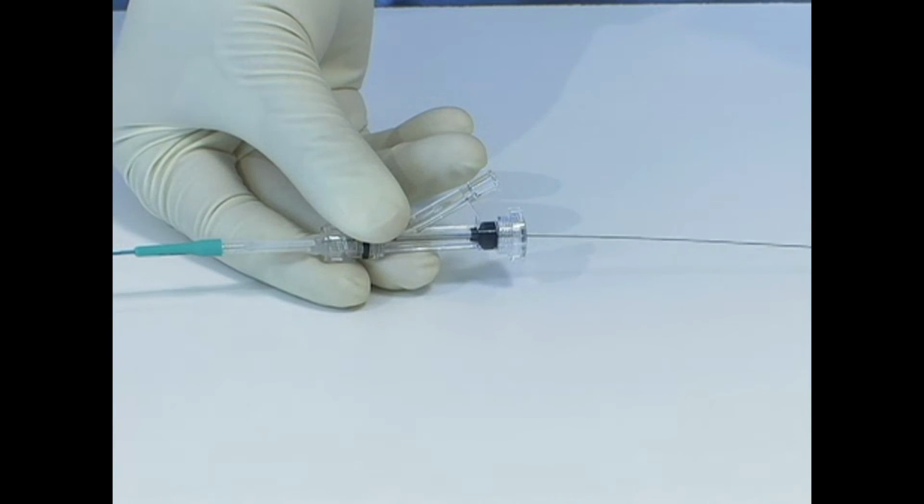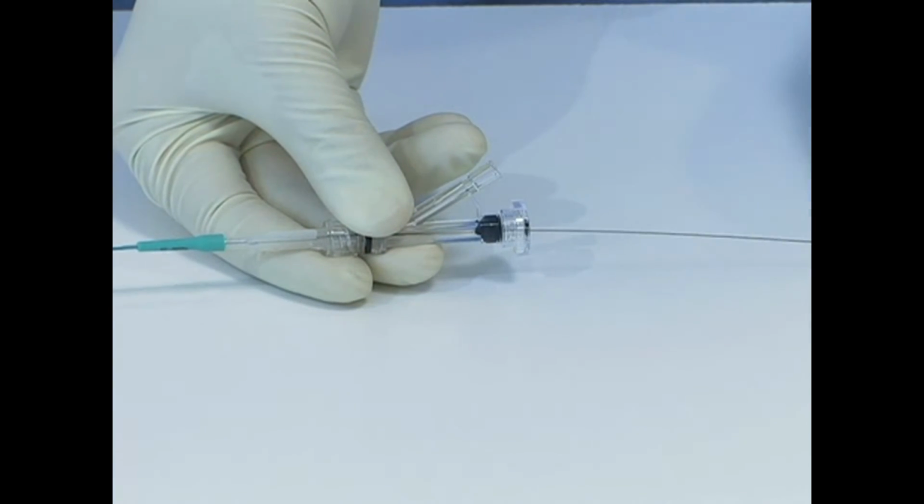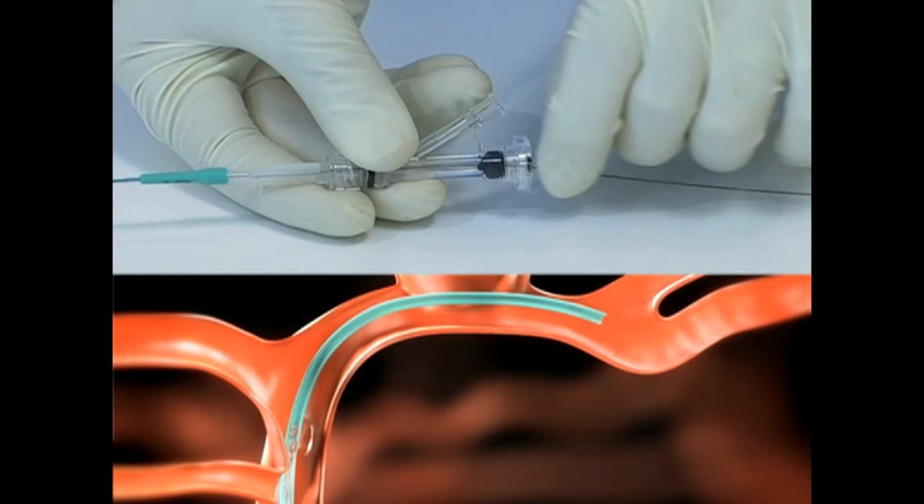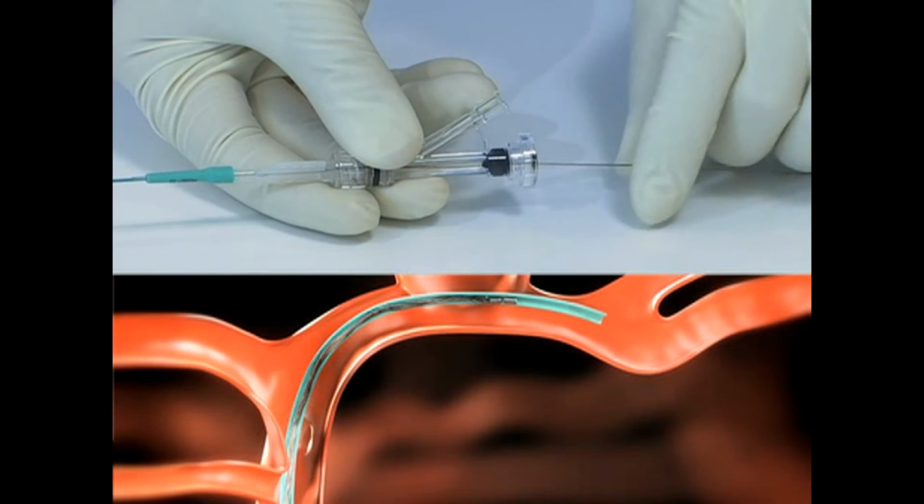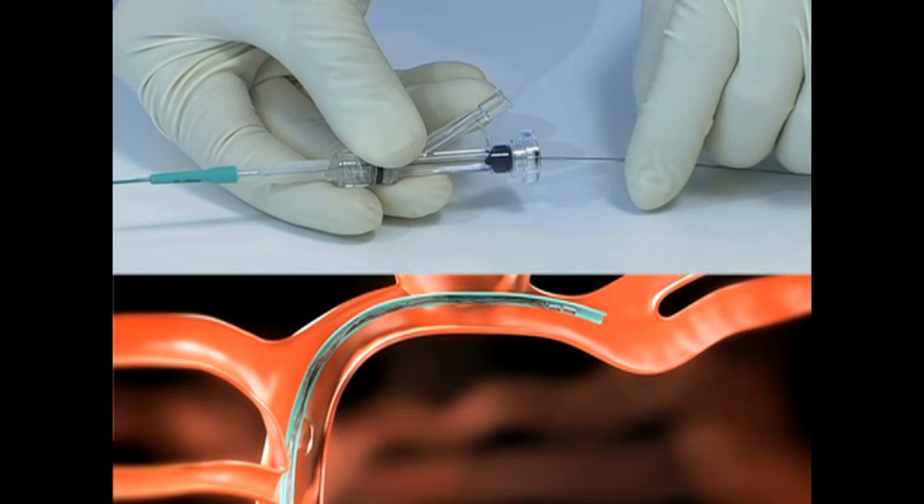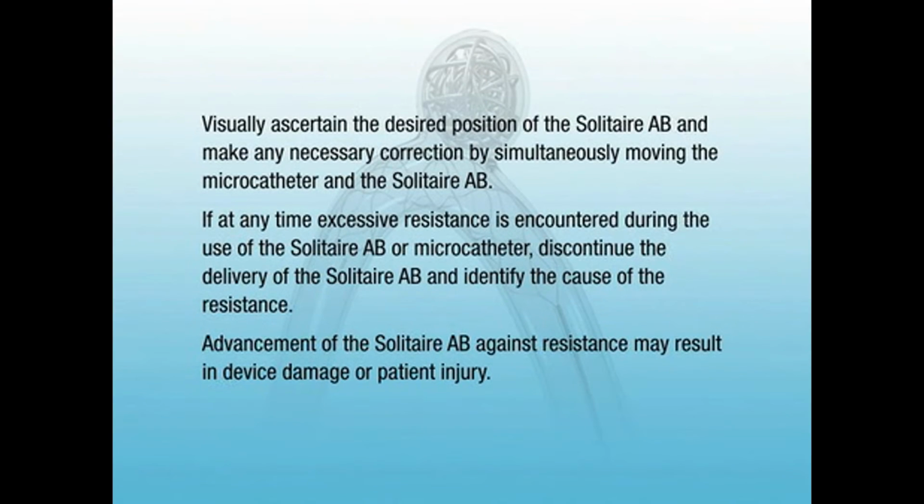Once confirmed, loosen the RHV to advance the push wire. With the aid of fluoroscopic monitoring, carefully advance the Solitaire AB to the desired position until its distal markers line up at the end of the microcatheter. Visually ascertain the desired position of the Solitaire AB and make any necessary correction by simultaneously moving the microcatheter and the Solitaire AB.